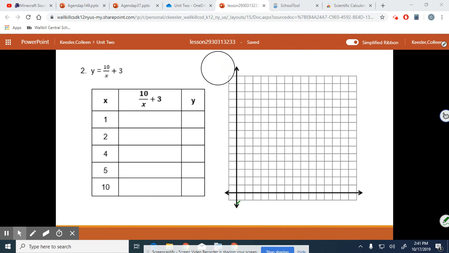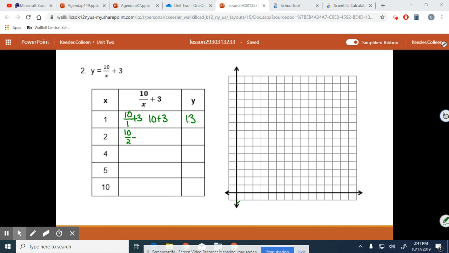Okay, so for number 2, now we have 10 over x plus 3. So now, doesn't really look like it's in slope-intercept form. So we want to prove whether this is going to be linear or nonlinear by plugging in the x values to get the y values, by plugging in the input to get the output. So we have 10 over 1 plus 3 is 10 plus 3, which is 13.